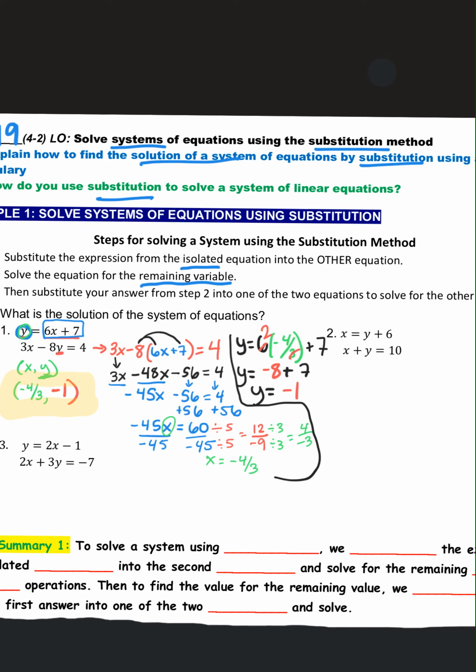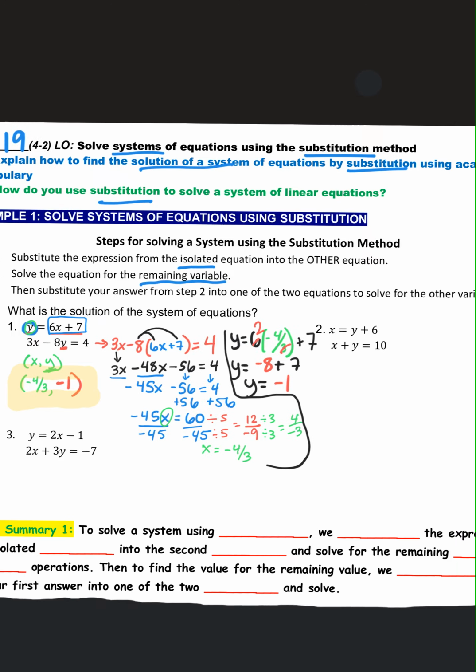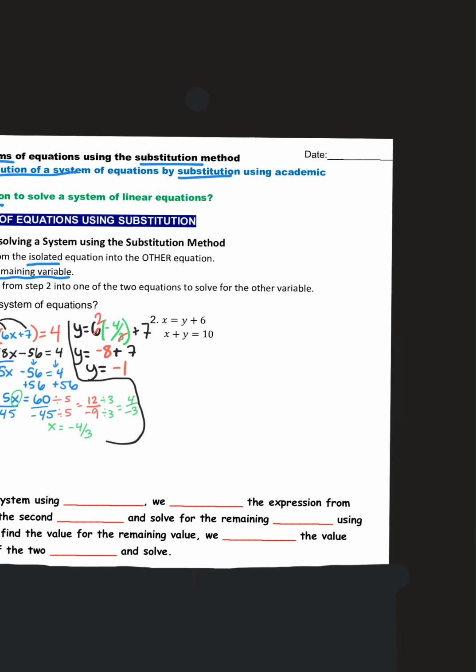Let's do one more together. Let's do number 2. So number 2, x equals y plus 6 and x plus y equals 10. All right, so what is isolated? What's already by itself? I see that x is already isolated. Well, what does x equal? Oh, x equals y plus 6.